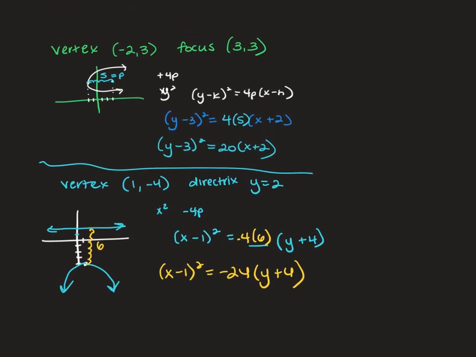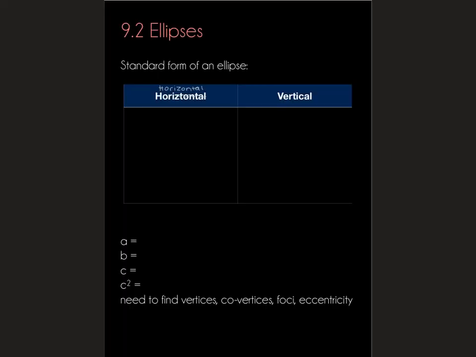So these could be given in any way: vertex and focus, vertex and directrix. You could even get focus and directrix, where you have to find the middle point to get the vertex. But either way, you're going to get 2 of those 3 pieces of information. And then the goal is to get the equation at the end. All right, that was 9.